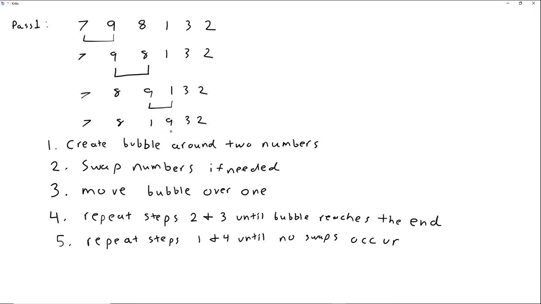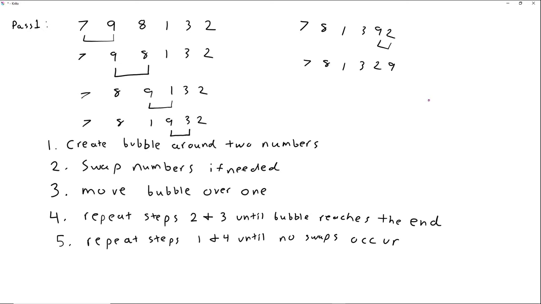We need to move the bubble over again. Now we get the bubble around the 9 and the 3. We need to swap another time. And this gives us 7, 8, 1, 3, 9, 2. We need to move the bubble one more time. And we need to swap the numbers, which gives us 7, 8, 1, 3, 2, 9. The bubble has now reached the end. This has been one full pass through the list.